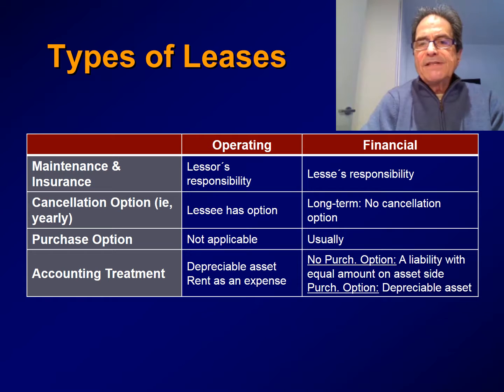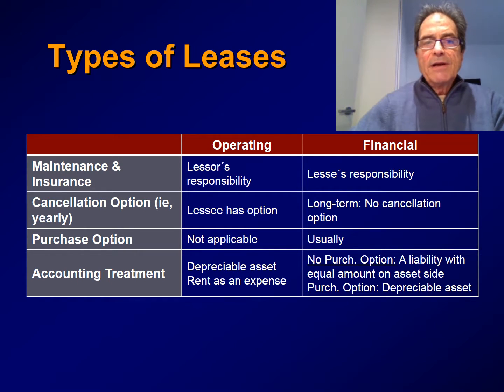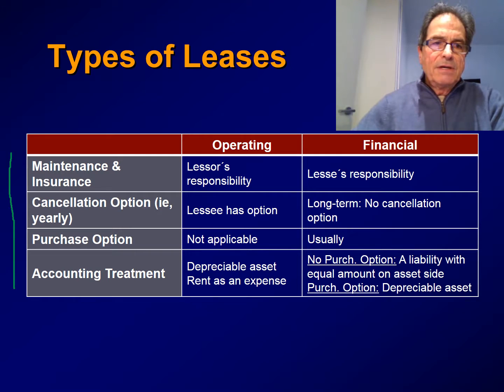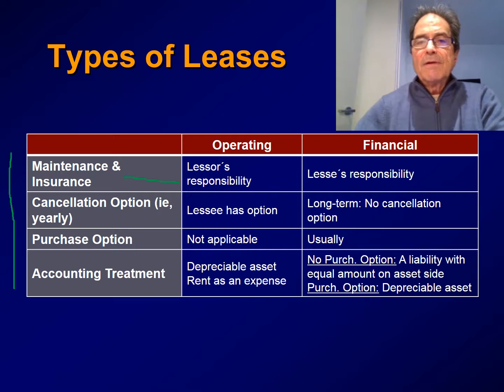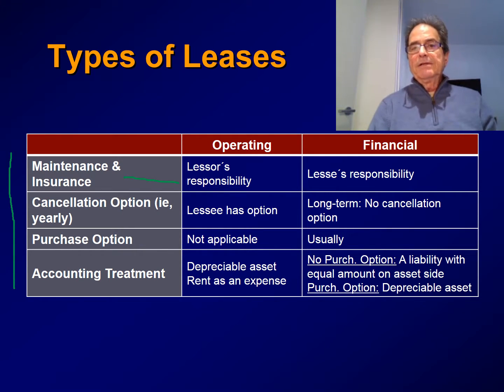We start by separating operating from financial leases. These two types of leases are different depending on the way several characteristics are treated in each one of them. Let's start with maintenance and insurance. In the case of the operating lease, maintenance and insurance is the lessor's responsibility, whereas in the financial lease, it's the lessee's responsibility.